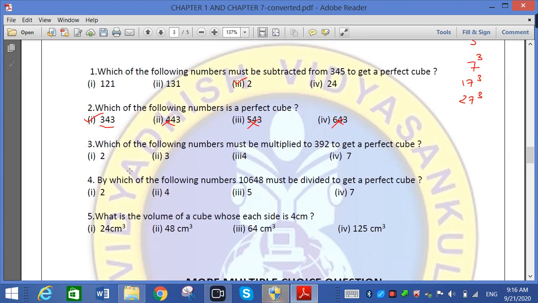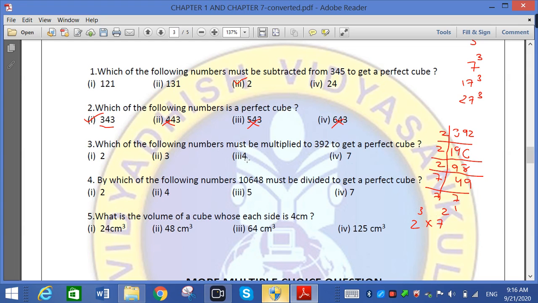Now, which of the following numbers must be multiplied by 392 to get a perfect cube? So now I have to find the prime factors of 392. 2 ones are 2, 2 nines are 18, 2 fours are 8, again 2 nines are 18, 2 twos are 4, 49, 7 sevens are 49, 7 7 7 1. So 2 to the power 3 and 7 to the power 2.